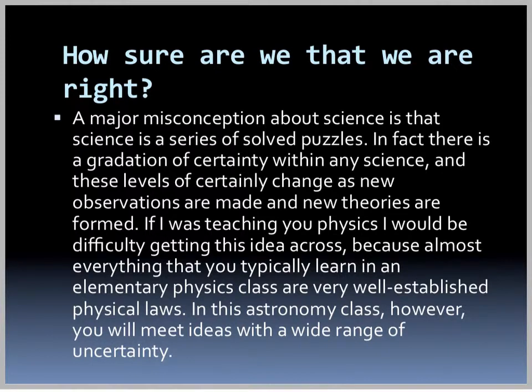A major misconception about science is that science is a series of solved puzzles. In fact, there's a gradation of certainty within any science, and these levels of certainty change as new observations are made and new theories are formed. If I was teaching you physics, I would have a difficult time getting this idea across, because most everything that you typically learn in an elementary physics class is very well-established physical laws. In the astronomy class, however, we're going to meet ideas with a wide range of uncertainty.